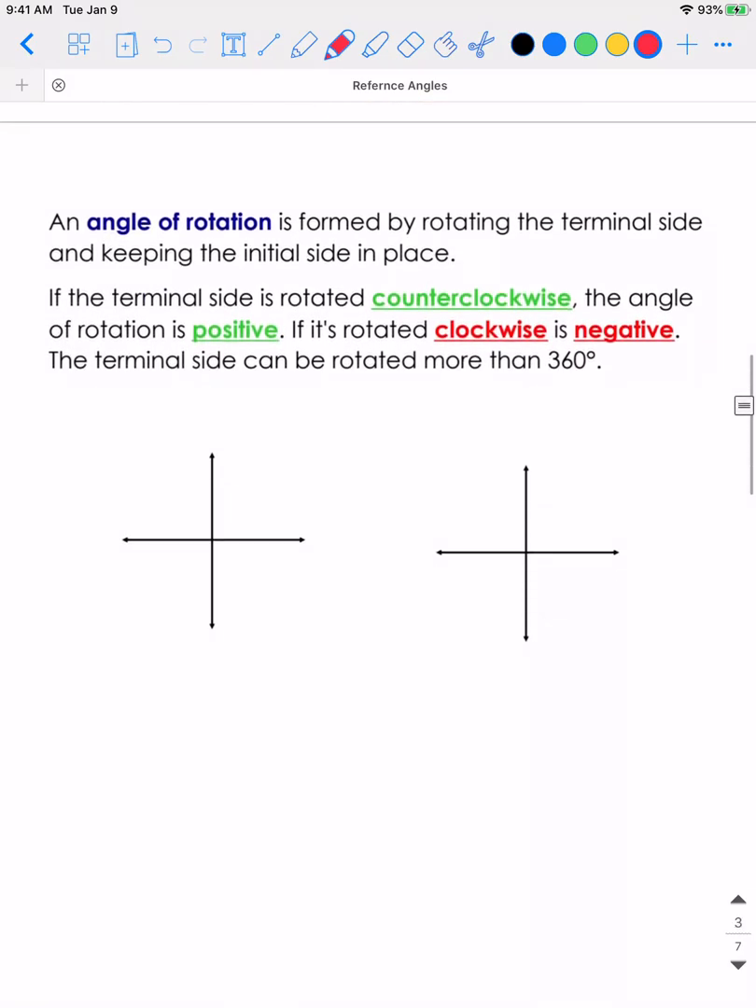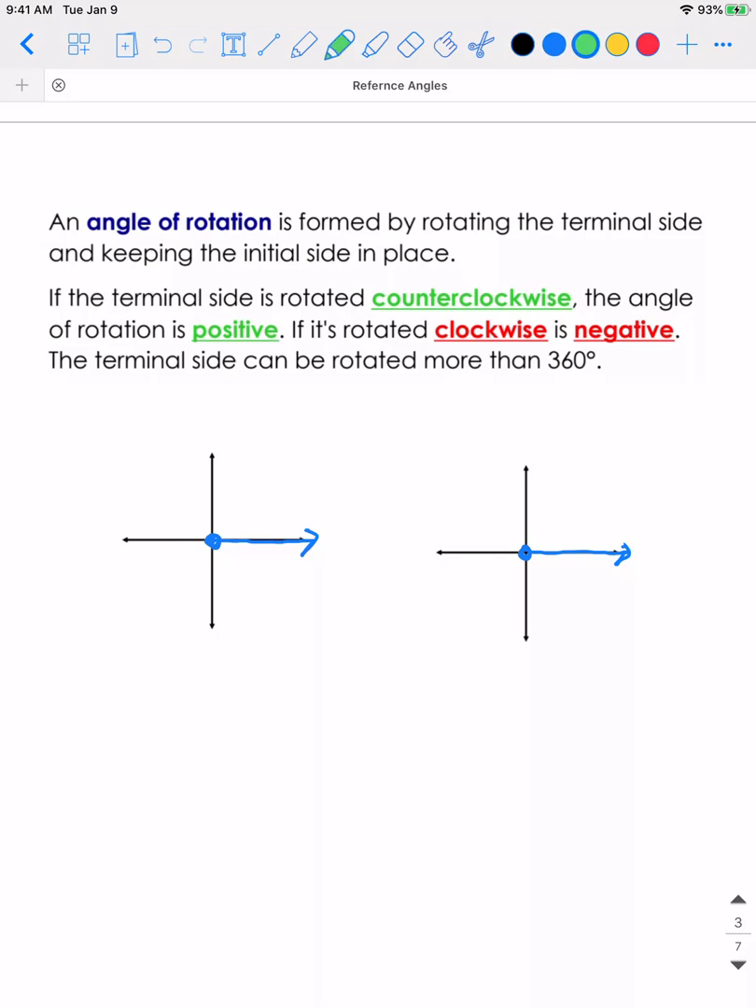Now, we need to talk about angle rotation. So this is formed by rotating the terminal side and keeping the initial side in place. Again, the initial side is the one that is at the x-axis. So my initial side is staying on this x-axis. Okay, now we have two different types of rotations. We can go clockwise or counterclockwise.